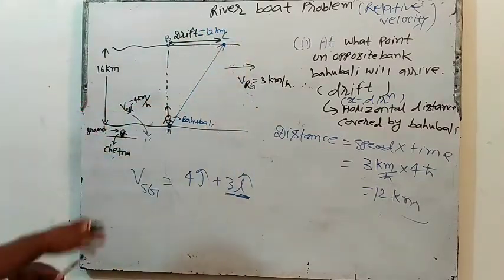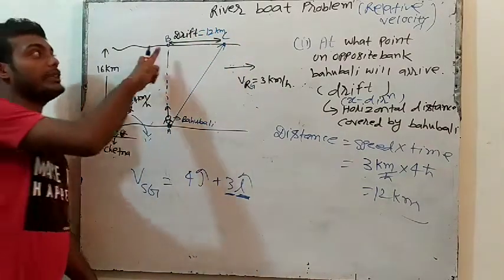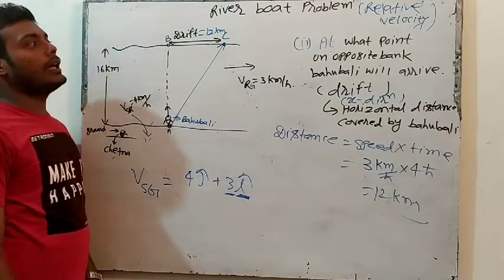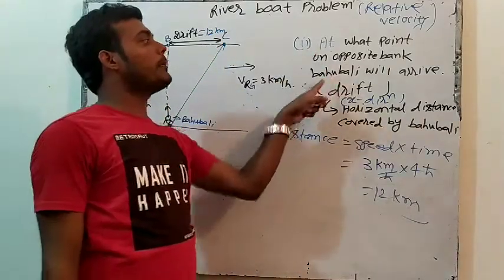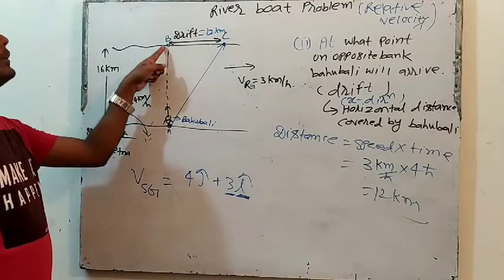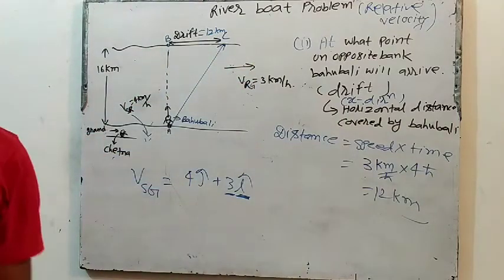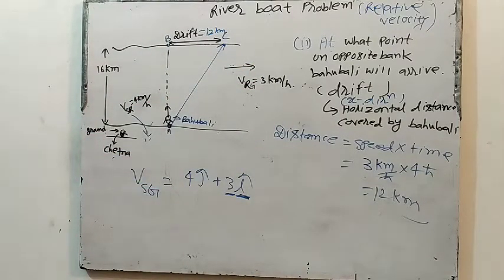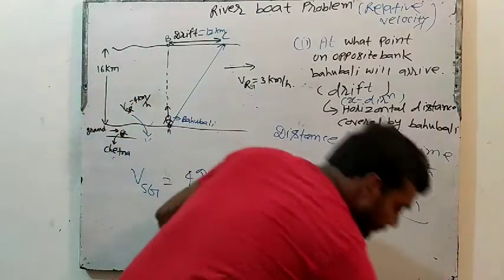तो बाहुबली कितना आगे चला गया होगा? From point B, he will go 12 km ahead. So at what point on the opposite bank Bahubali will arrive? 12 km from point B. He will arrive 12 km from point B. Clear? Now there is a third question in the same.